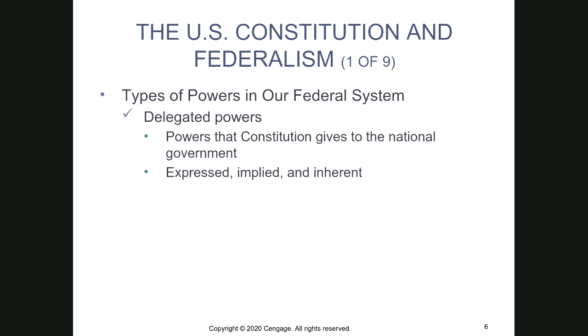The federal government has something called delegated powers. So delegated powers are powers that the Constitution gives to the national government. It's going to include enumerated powers as well as some other powers that we're going to talk about as well. Okay, so think about this as, let's do this. We're going to go to the whiteboard. Give me 1 second to navigate away from the slides.